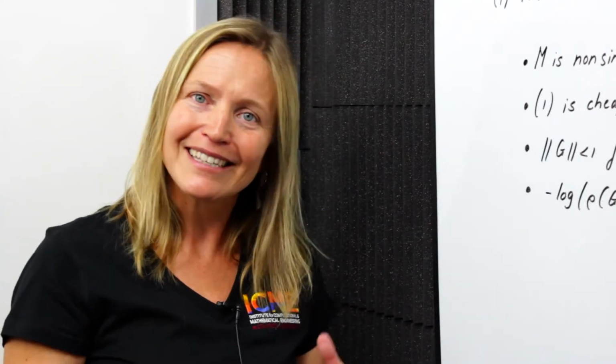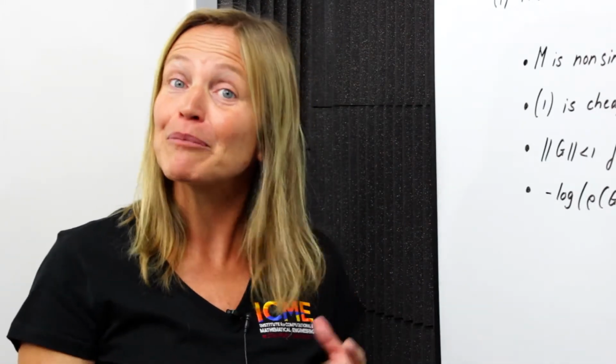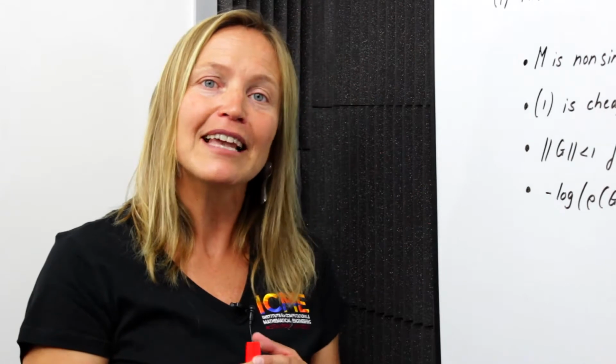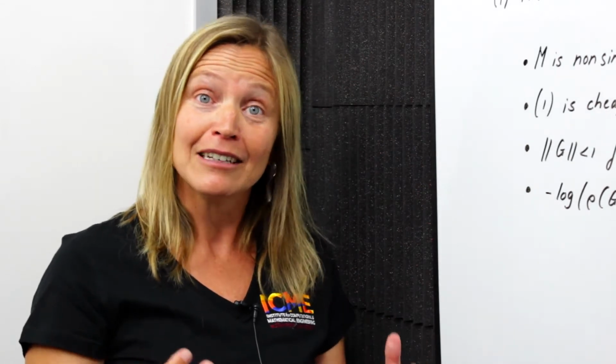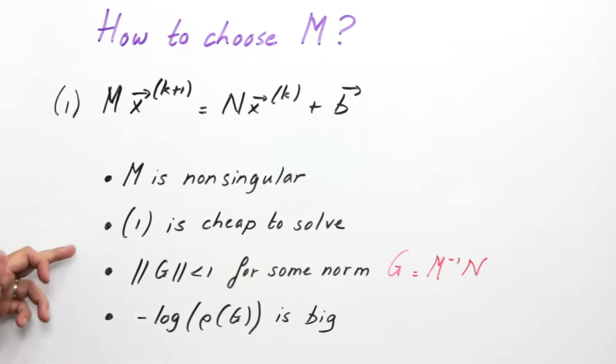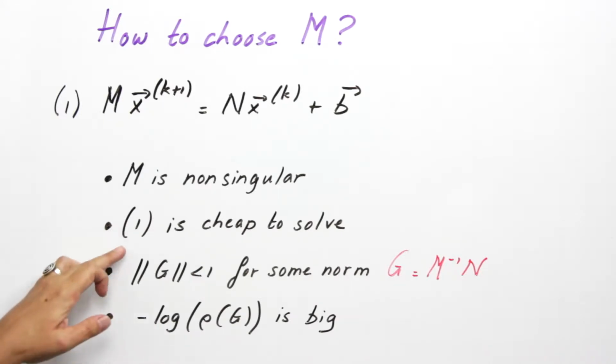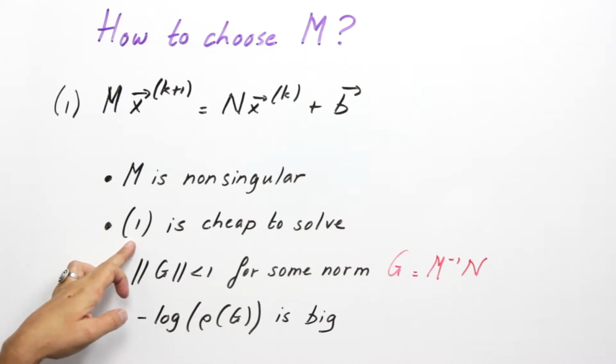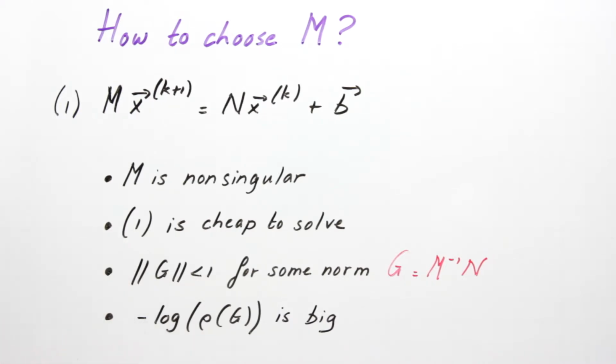Now you can maybe see that we have a trade-off. This is an optimization problem. If I take, for example, M equal to A, which is not a very useful extreme, then we would be extremely fast because we'd only need one iteration, but then the system would definitely not be cheap to solve. On the other hand, if we take M equal to the identity, then this is very cheap to solve, but we may not converge.